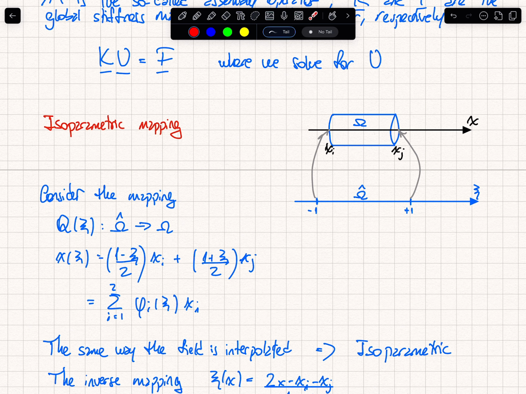As I said, this was going to be a very quick lecture on isoparametric formulation. This is very, very important because in the end, this is the way we do number crunching in a computer with this type of formulation.